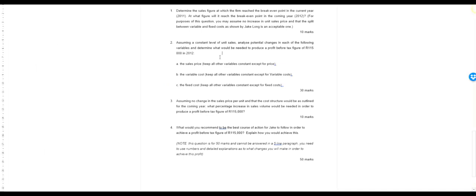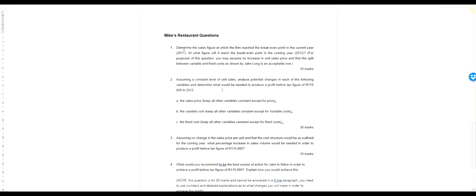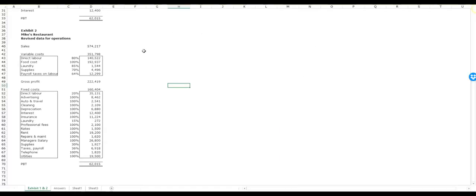the questions that were in the case, and question 1 says, determine the sales figure which the firm reached break-even point in the current year. Alright, so let's go and do over here question 1, and we want to do a break-even calculation. So I'm going to follow the rules that I have taught you along the way, and the first thing I'm going to do is create a grid.